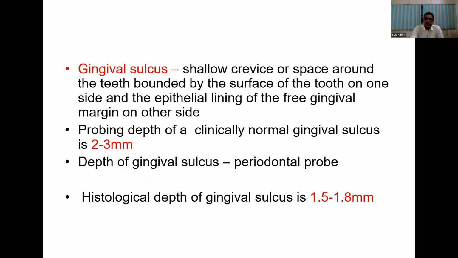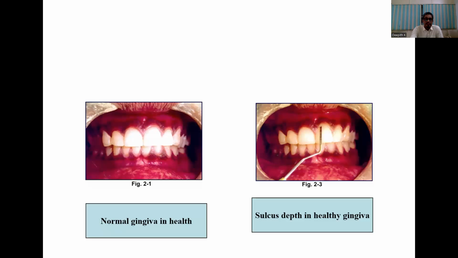Gingival sulcus is a shallow crevice or space around the teeth bounded by the surface of the tooth on one side and the epithelial lining on the other side, with the free gingival margin on either side. Clinically, it is around 2 to 3 millimeters in depth, and histologically it is considered 1.5 to 1.8. But ideally, the sulcus depth is 0.